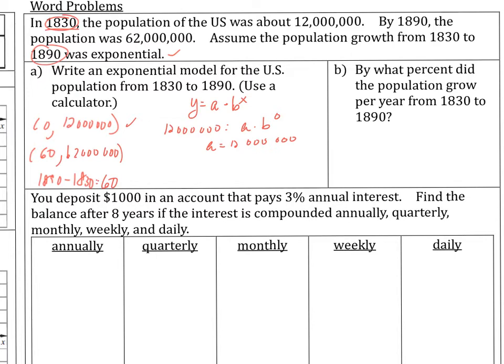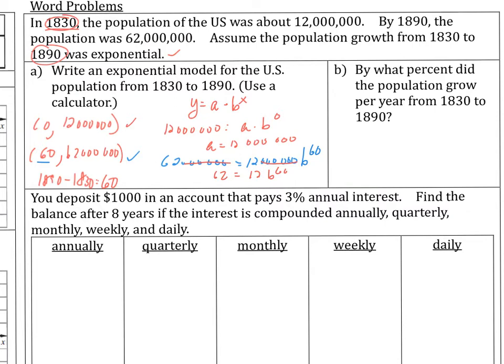And then I can use this model again and substitute this point, 62 million equals 12 million, and I can substitute 60 here. Okay, then I can cancel out all my zeros. And then my next step will be to write 62 equals 12b to the 60 power.